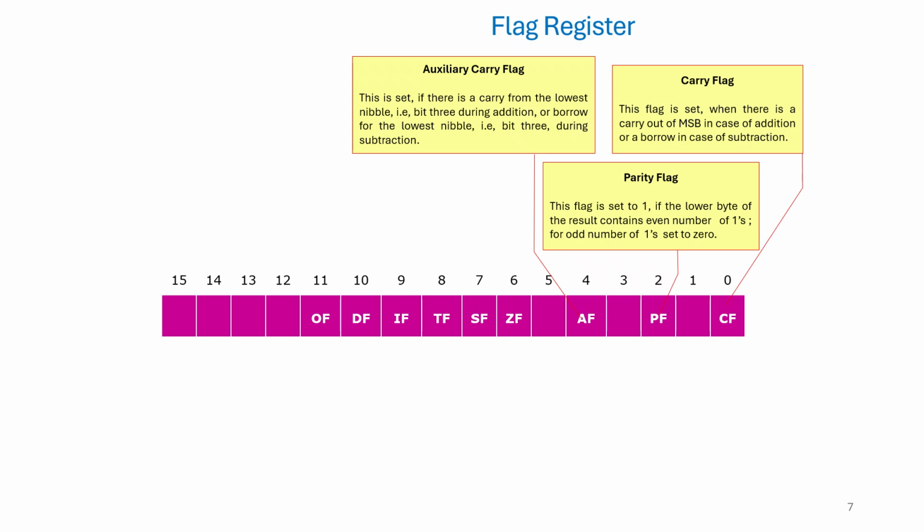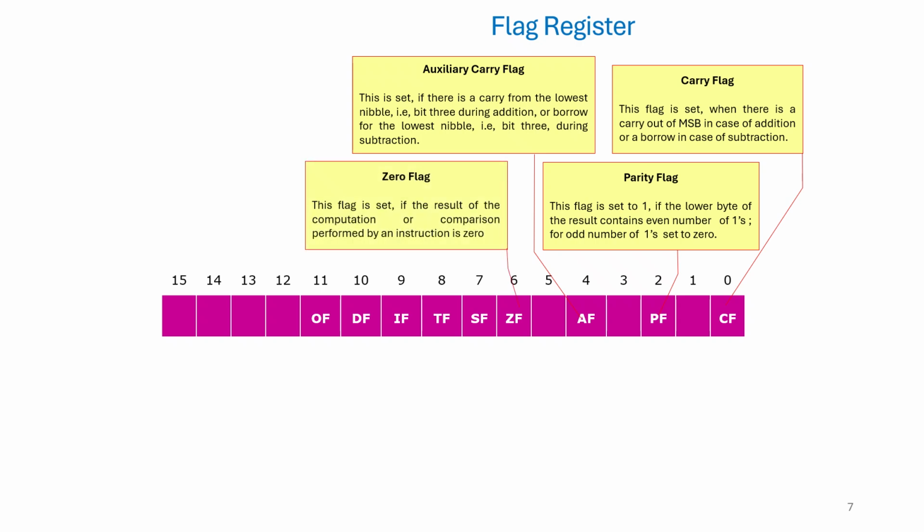Auxiliary carry. This is also similar to the carry flag with a minor difference. When there is an extra bit coming out of the 4th bit, that is, out of the nibble in case of 8-bit operation, and when an extra bit comes out of the 8th bit in case of 16-bit operation, the auxiliary carry flag will set. This auxiliary carry flag is most useful when we do operations with BCD numbers.